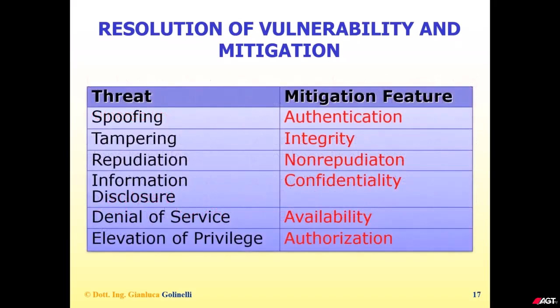In broad terms, the table shows the general types of mitigation corresponding to each threat category of the STRIDE model. For example, to mitigate the categories of threats included in the type of tampering, methods must be adopted to guarantee and verify the integrity of the data, therefore, for example, through the use of hashing algorithms.